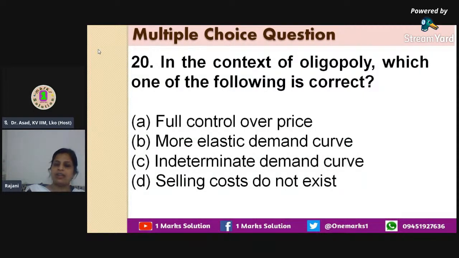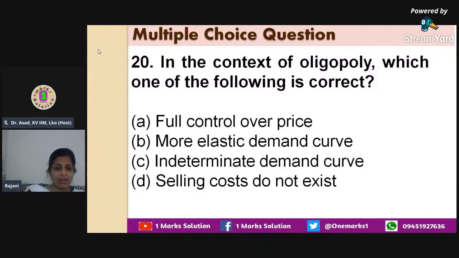It's also not that much correct. A more elastic demand curve because of interdependence, that is not that much elastic. Indeterminate demand curve, yeah, we already discussed. There is a kink. Because of interdependence between the firms, the market demand curve of this oligopoly firm is an indeterminate or kinked demand curve, and selling costs do not exist.